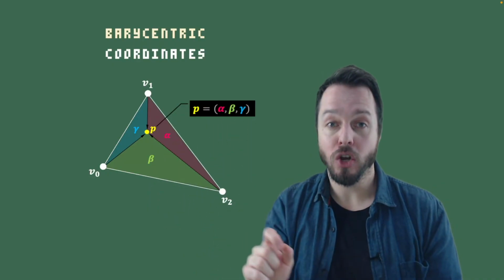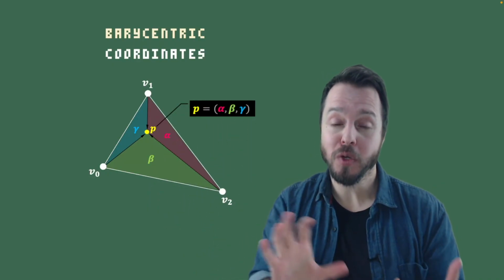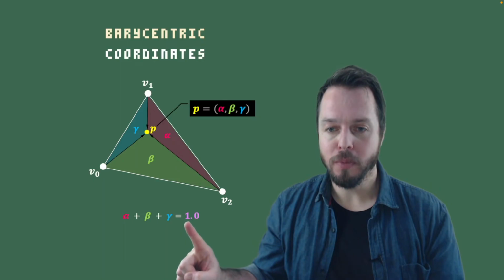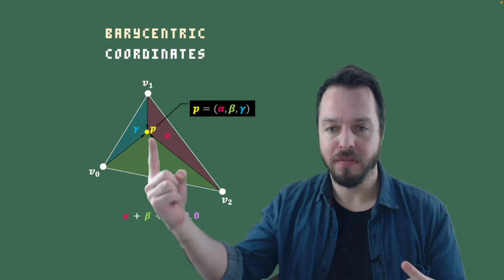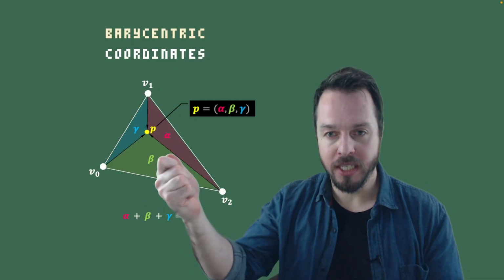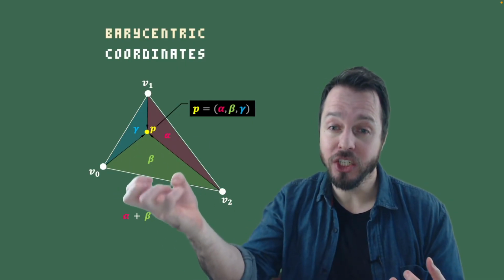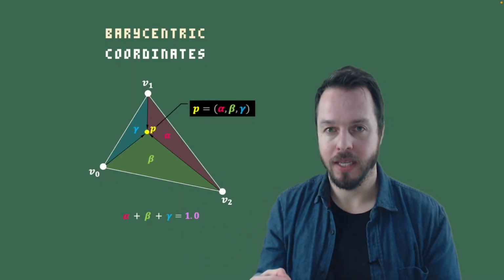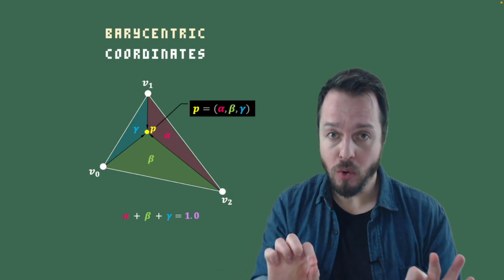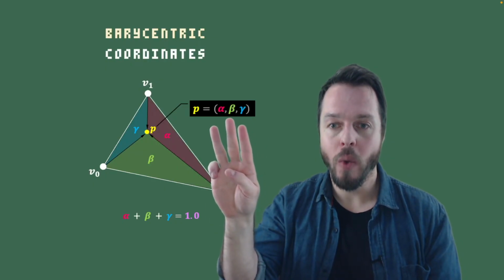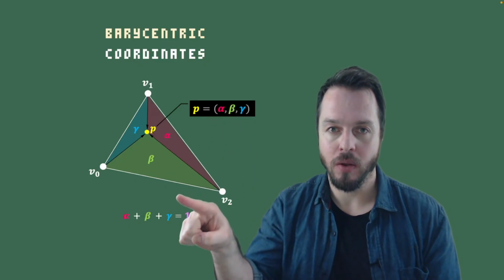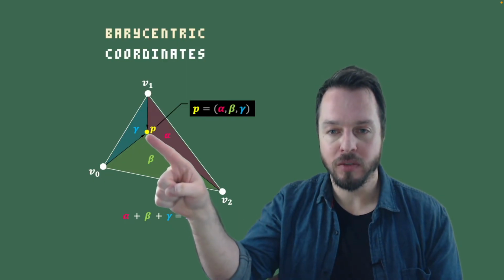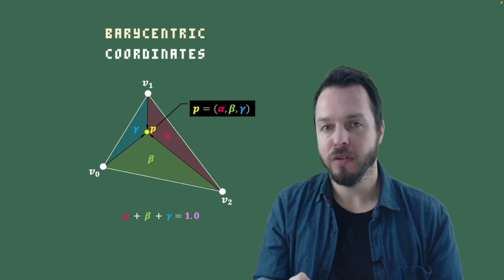So alpha, beta, and gamma are going to be numbers. They are almost percentages because alpha plus beta plus gamma is always going to be 1.0. The addition of alpha, beta, and gamma always gives 1.0, and this is the percentage pulling to V1, the percentage pulling to V0, and the percentage pulling to V2. These are barycentric coordinates: 3 values that represent where that point P is inside the triangle. So we are going to find the alpha, the beta, and the gamma to represent where that point is right here.